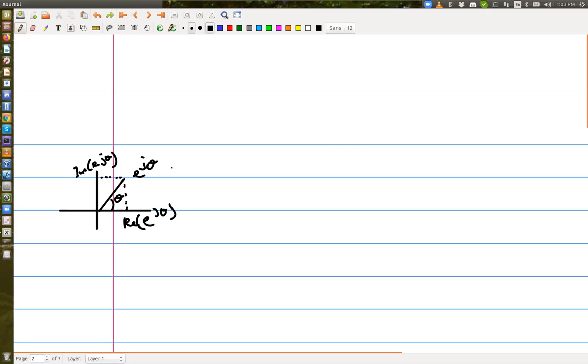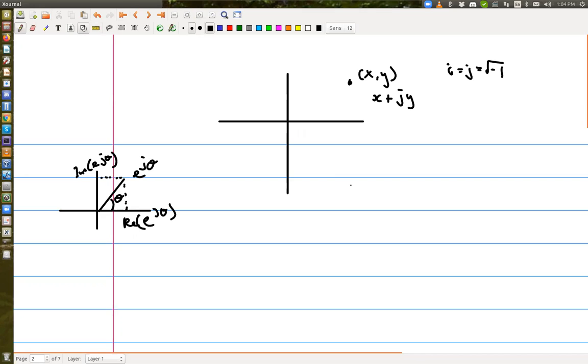Any complex number can be considered as a point in a 2D plane. I sketch something like that. So I have any point here, x and y, and it maps to a complex number x plus, let's say I use j this time, jy. I don't know which one you are more comfortable with, j or i. In any case, j is equal to i is equal to the square root of minus one.